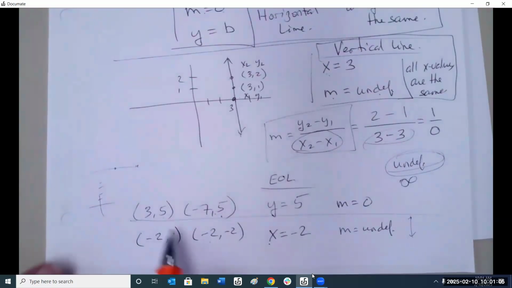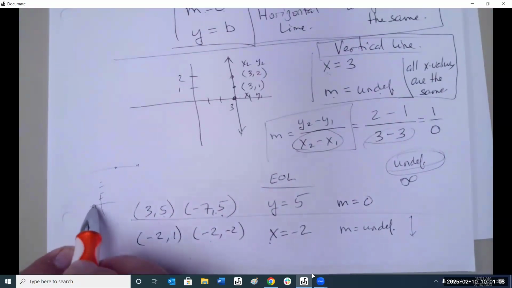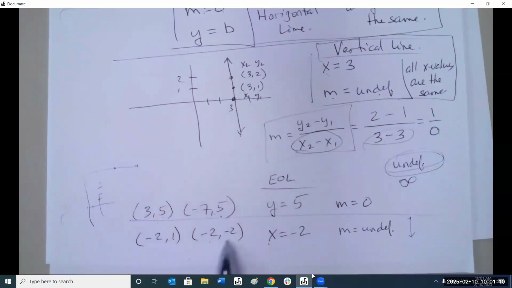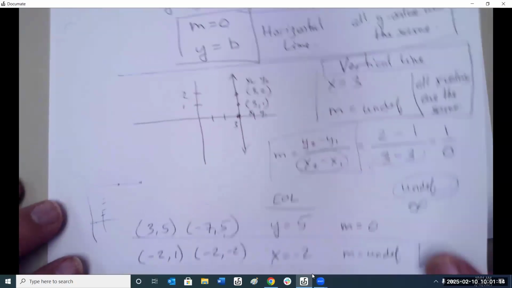you'll see it's a horizontal line for this first one. And at -2, it's a vertical line because all the points are going to be on the same vertical line. I'm trying to save you time. Here is a simple question.